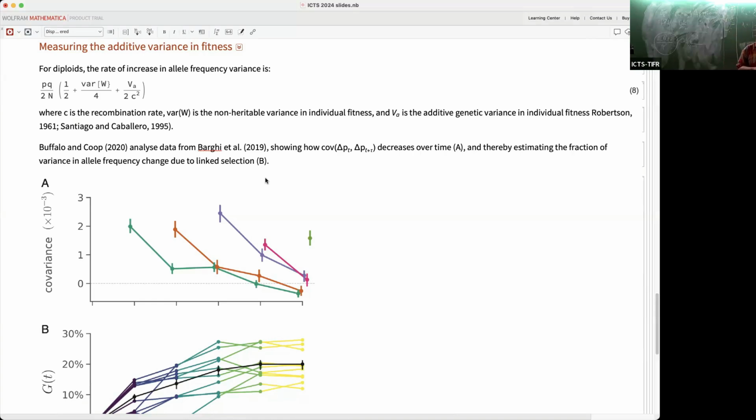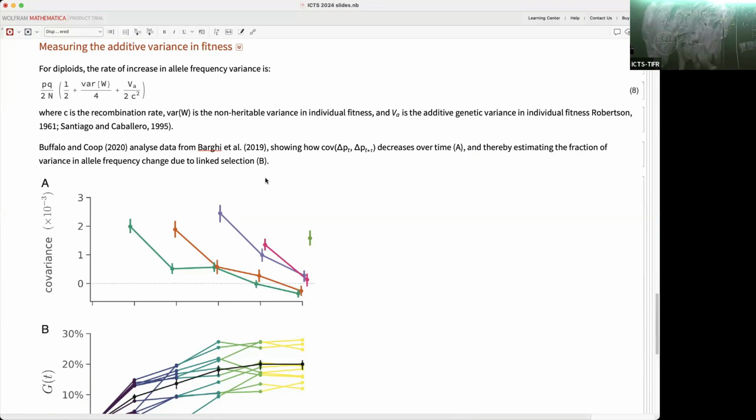Of course, if you have a hard selective sweep, when things just keep going up forever, then this whole thing breaks down. So we're talking about a situation where you have a neutral allele sitting on a genetic background, and it's linked to stuff. It's on a background which is good one generation. Next generation will probably still be mostly on that good background, but it'll get passed on to different backgrounds over time, and it'll lose that correlation. And so what Santiago and Caballero showed, and what's used by Buffalo and Coop, is something like this formula.